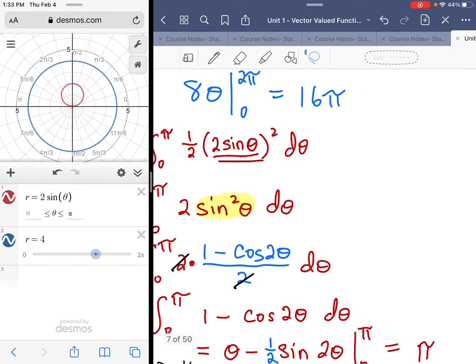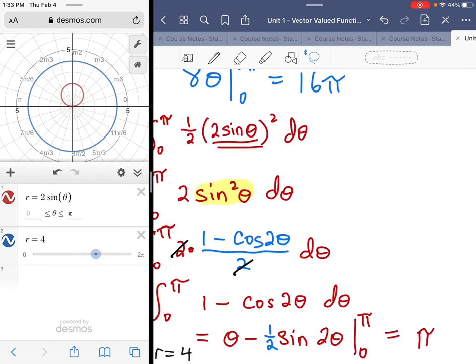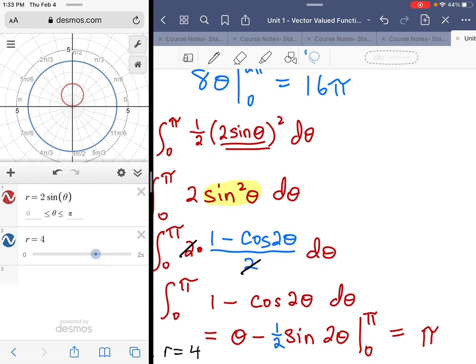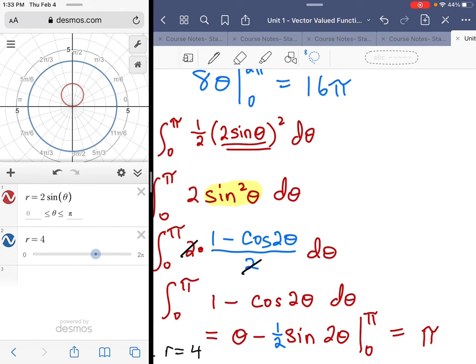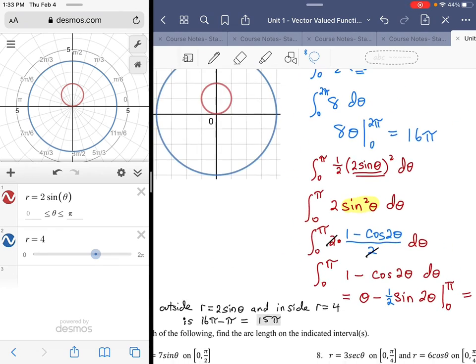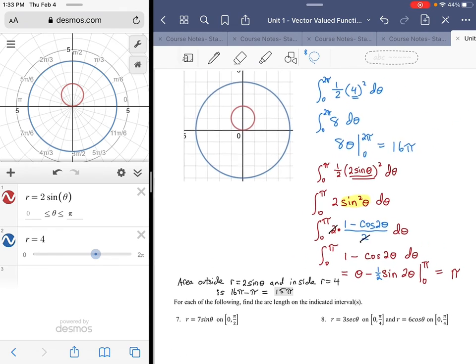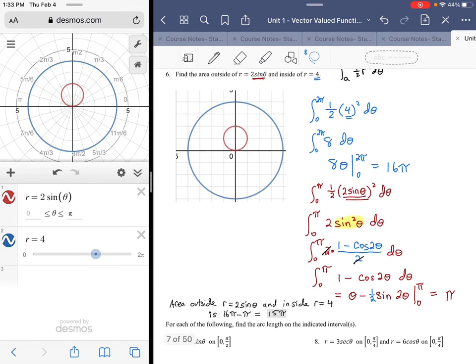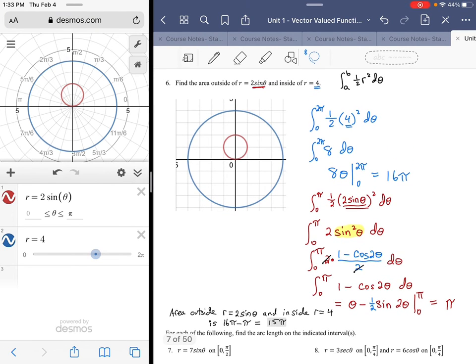After we integrate, we pop in our bounds, and you see that it simplifies down to pi. So we have 16 pi for the outer circle, pi for the inner circle, and that brings us to our overall conclusion: the area outside the one circle and inside the other, 16 pi minus pi, is equal to 15 pi. And so that would be your complete solution.